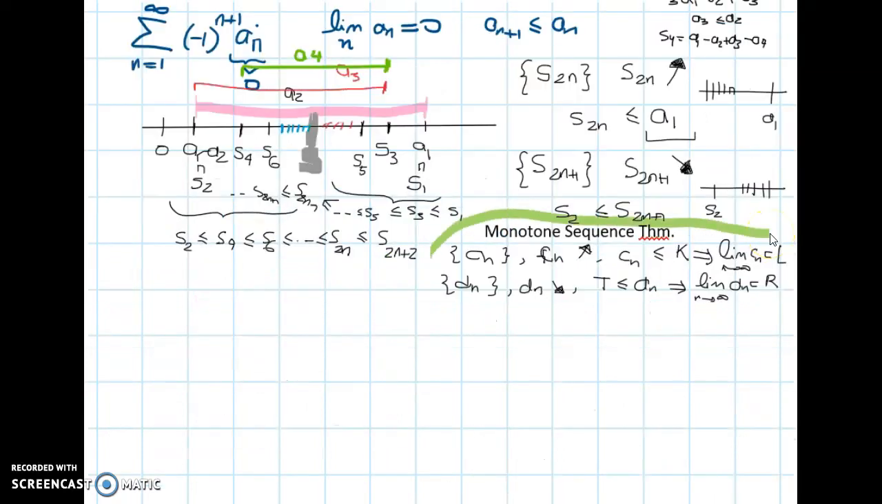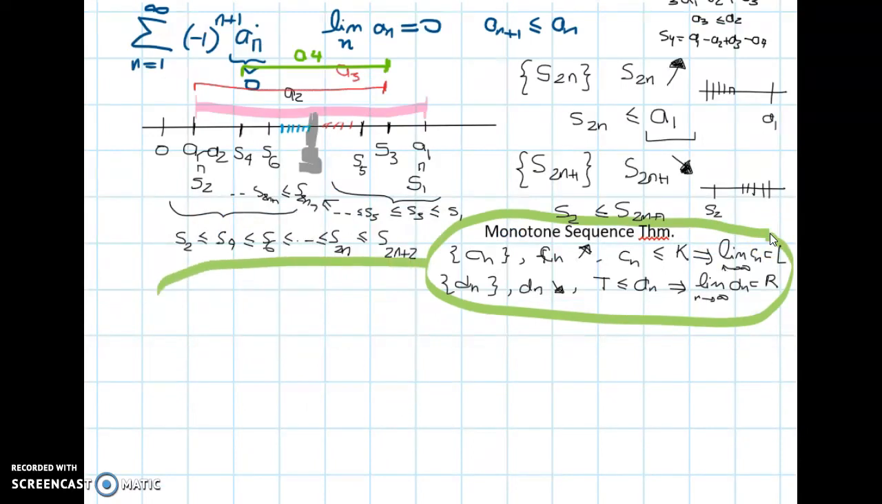This very important theorem applied to our case with the sequence of the even terms and the sequence of the odd terms means that the limit of, let's say first, the even terms exists, and let's call this value L1, and also the limit of the odd ones as n approaches infinity exists, and let's call it L2.